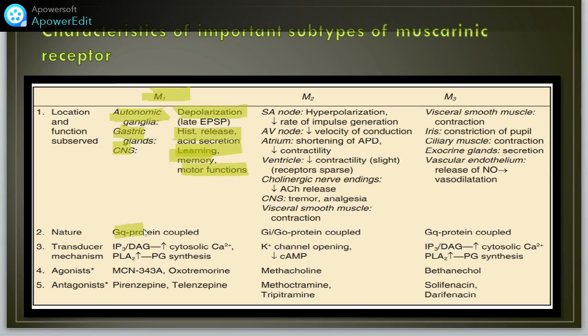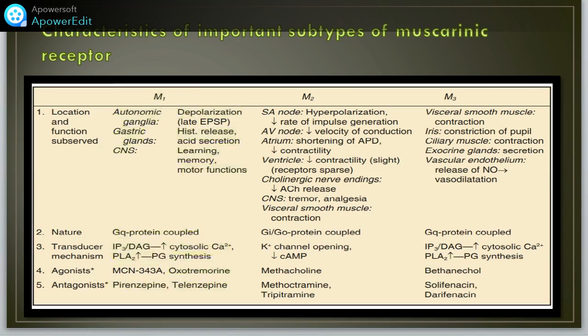Nature is Gq protein coupled. Transducer mechanism is IP3 and DAG, which increases cytosolic calcium. Phospholipase A2 increases PG synthesis. Agonist of M1 receptor is oxotremorine, and antagonists of M1 receptors are pirenzepine and telenzepine.